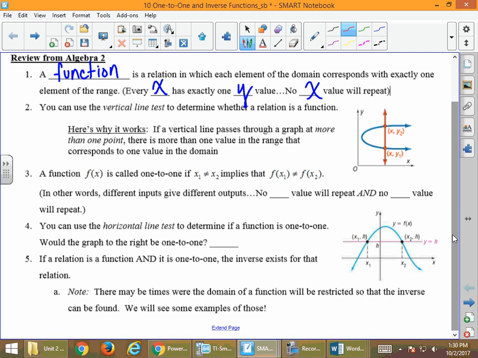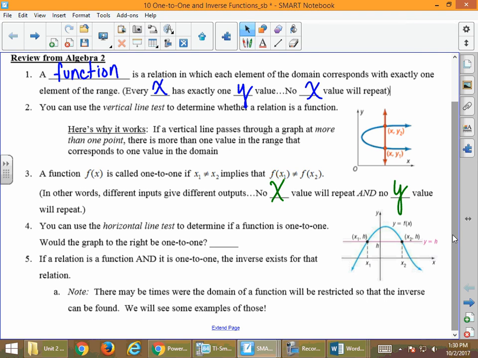That's a hard math definition to read, so again, let me put it in different words. Different inputs, which are the x values, give different outputs. In other words, no x value will repeat, and neither will any y value. A y value can't repeat. No x's repeat, no y's repeat for something to be one-to-one.